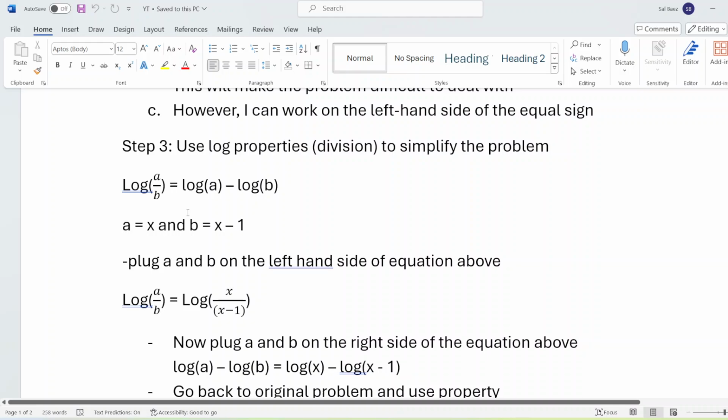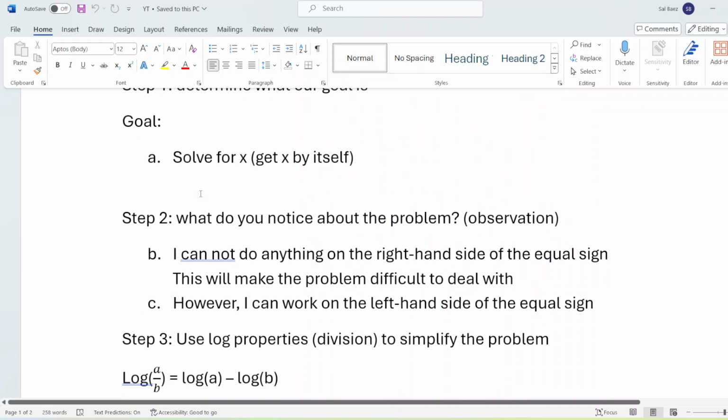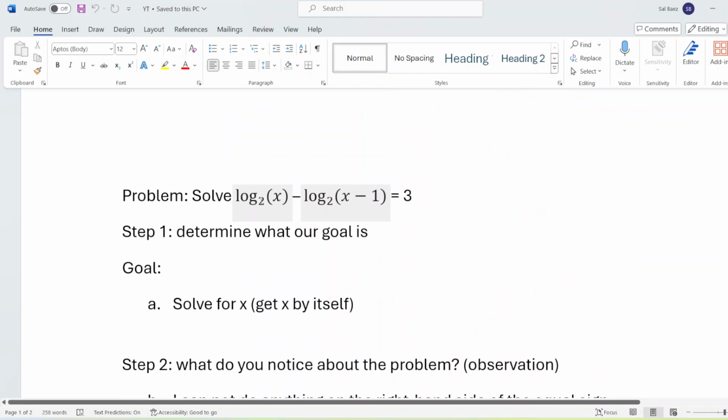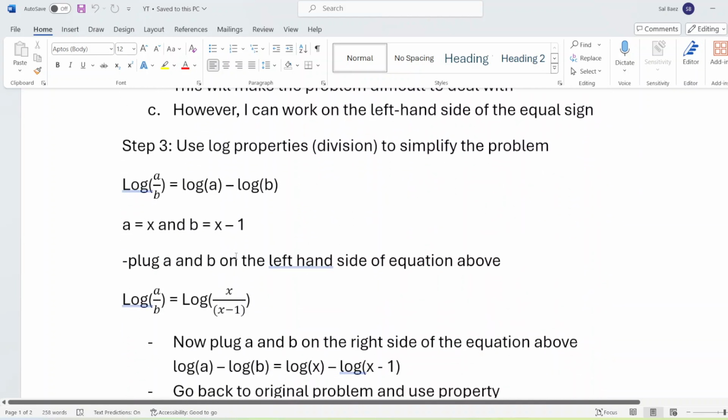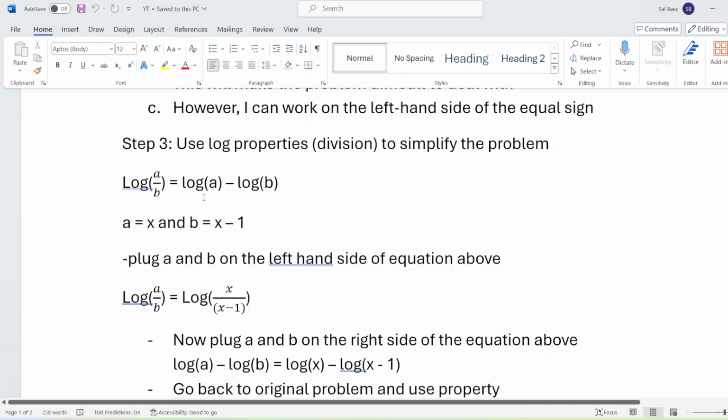And another thing I forgot to mention, I didn't put the squares here in the bottom, in the base here. It's because it doesn't matter what base the log is. It could be log 100, log 1,000. It's still the same property. I just don't put it because it's not really important at the moment. So in this sense, I'll say log. This would be log 2 here. I just don't put it there because it's not that important right now.